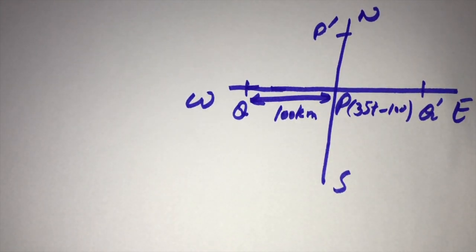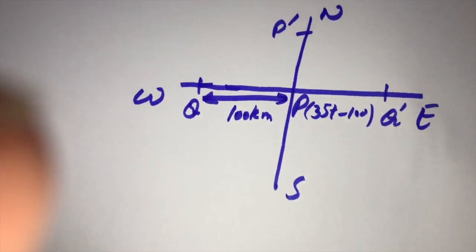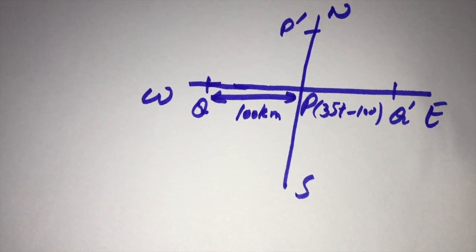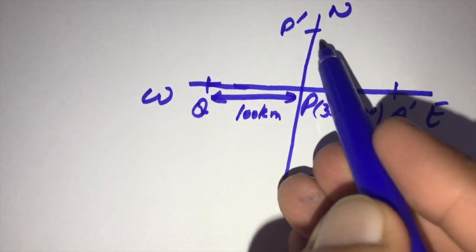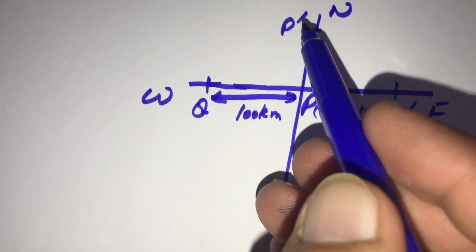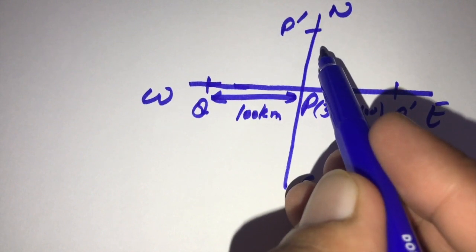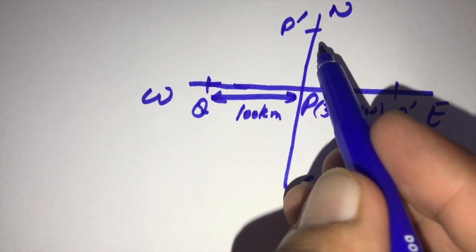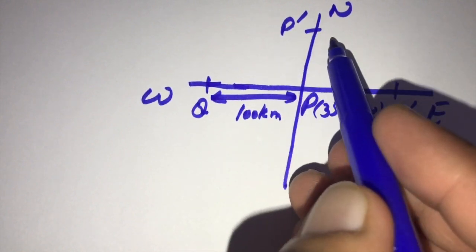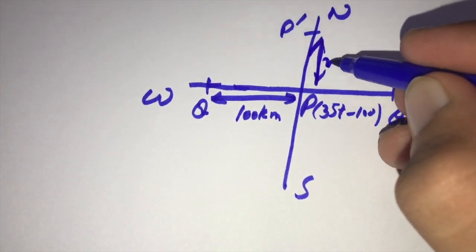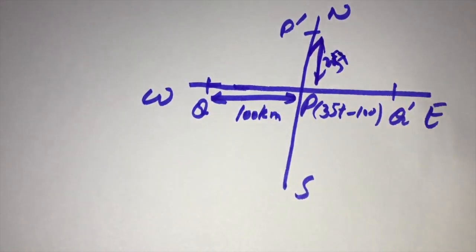And as mentioned in the problem, ship B is sailing north at 25 km per hour, so ship B is at 25 t. We denote the position of ship B sailing toward the north by point P dash, so here it is 25 t, and we measure the distance.